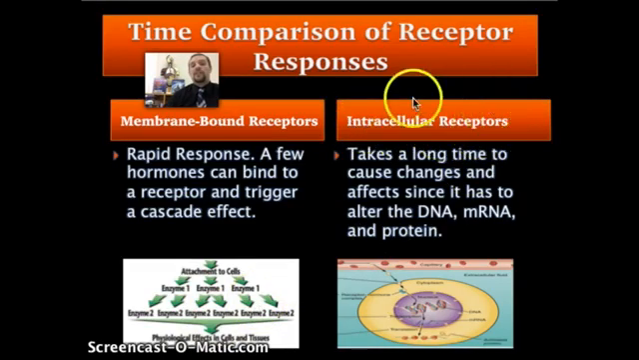An intracellular receptor, on the other hand, takes a very long time. It takes a long time because it's going to change and alter the DNA, which will then alter our mRNA, which will then create a new protein. So it takes time for this lipid-soluble hormone to come through, come in contact with our nucleus, change our DNA, change our mRNA, then change that protein that will be assembled. Again, I just want to make sure you understand that the rates are going to be very different for a membrane-bound receptor compared to an intracellular receptor.